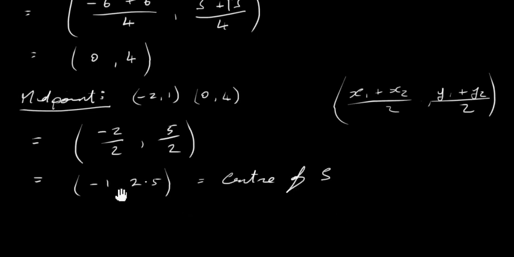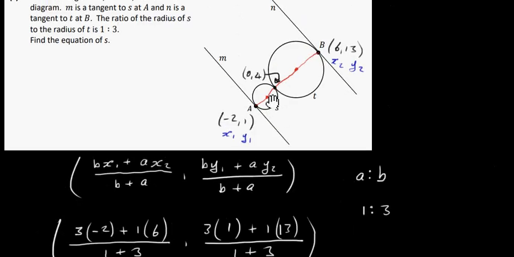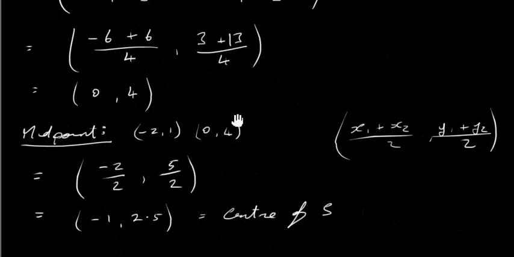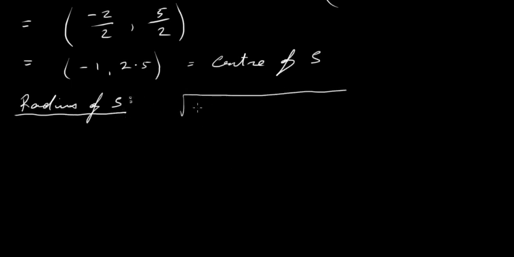So we have one of the things we need. The next thing we have to do is find the distance between this point here and let's say 0, 4. We could do the distance between that point and minus 2, 1. It's the same thing. But let's go for 0, 4. So we're going to find the distance between that midpoint and 0, 4. That will give us our radius. So the next thing we're going to do is find the radius of S. The radius of S is going to be given by the square root of x2 minus x1 squared plus y2 minus y1 squared. This is our distance formula.